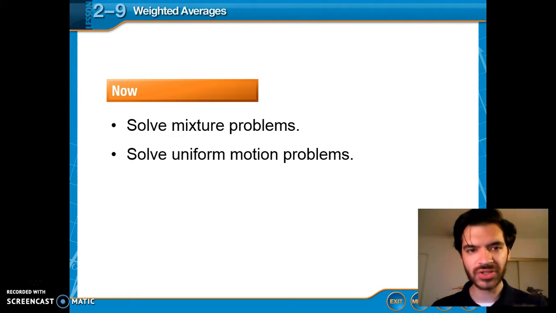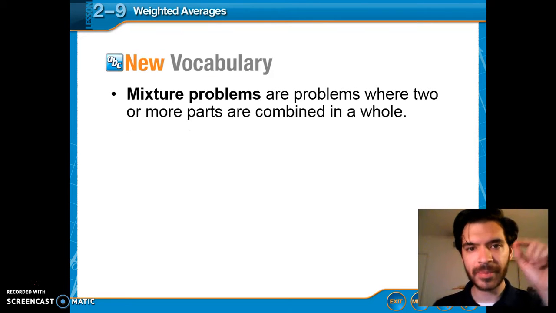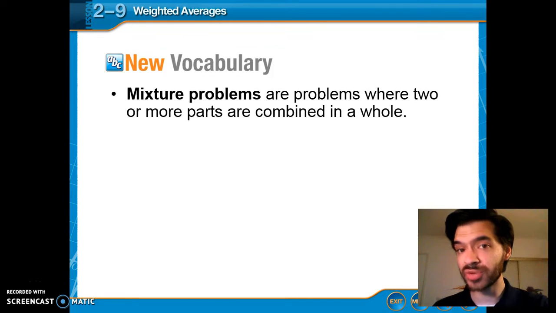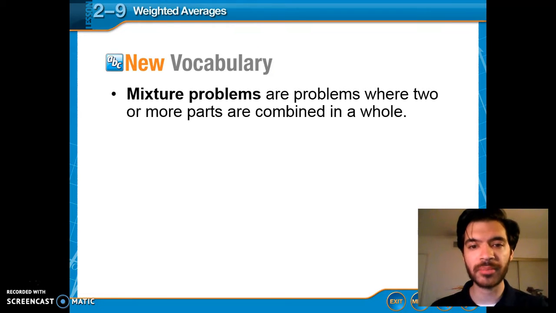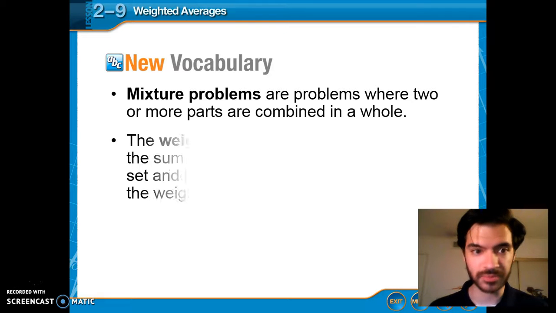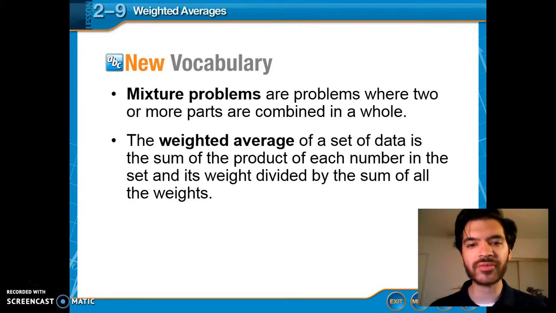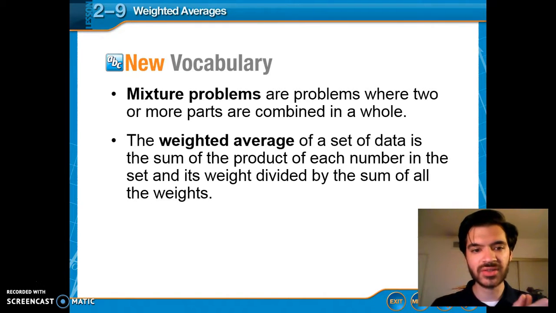Alright, so first let's look into this. A mixture problem, or mixture problems, are problems where two or more parts are combined in a whole. I'm going to keep going for the sake of the video. If you need to write this down, pause the video here and write stuff down. I'm going to continue. The weighted average of a set of data is the sum of the product of each number in the set and its weight divided by the sum of all weights.